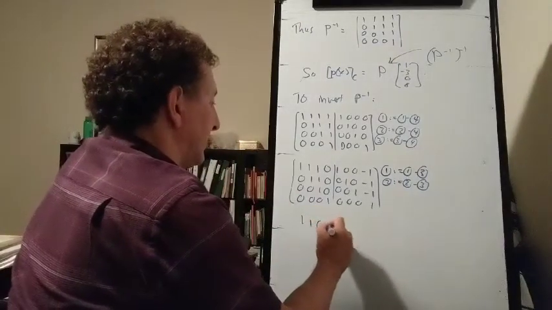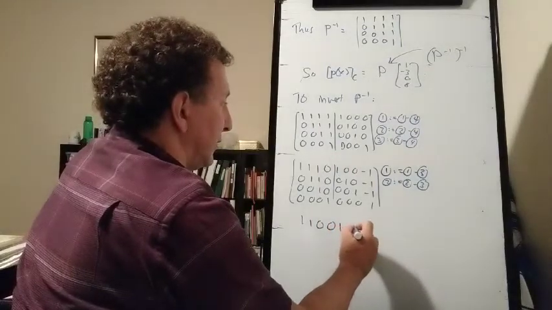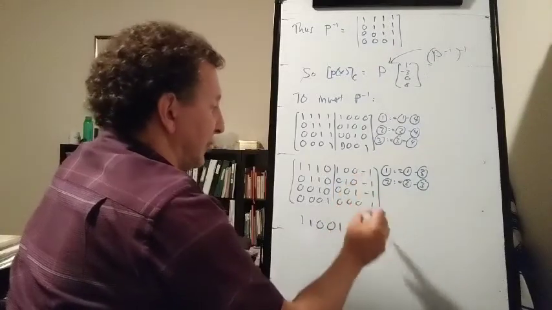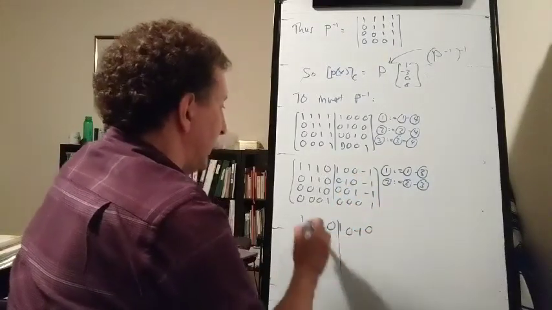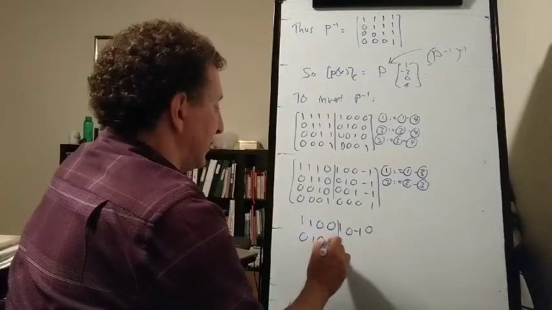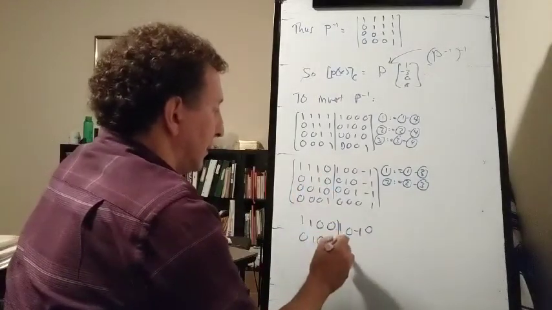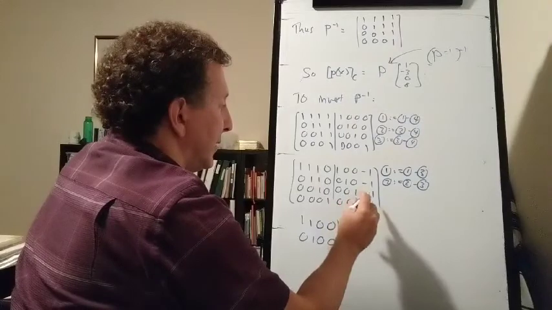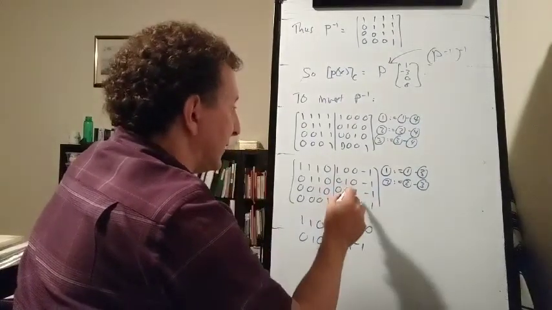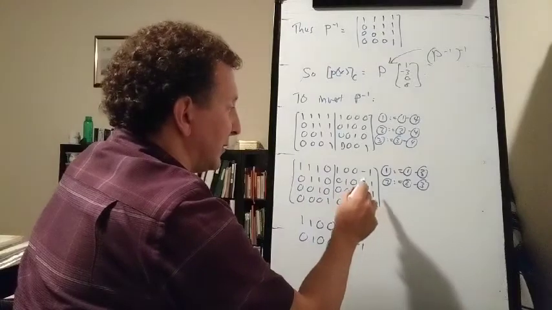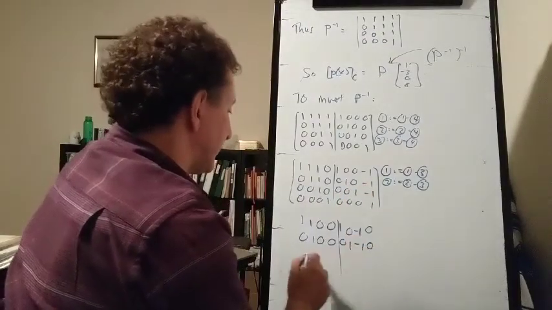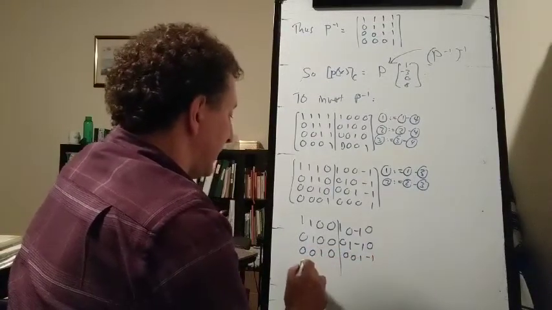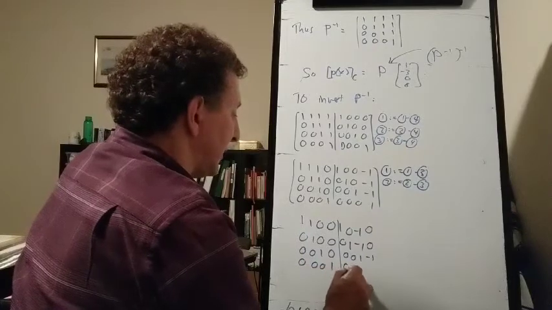1, 1, 0, 0, 1, 0, negative 1. And here negative 1 minus negative 1 is negative 1 plus 1, so that's 0. And then 0, 1, 0, 0. 1 minus 1 is 0. 0, 1, negative 1. And negative 1 minus negative 1 is negative 1 plus 1, which is 0. And then the third row just stays the same. 0, 0, 1, negative 1, 0, 0. Fourth row stays the same.